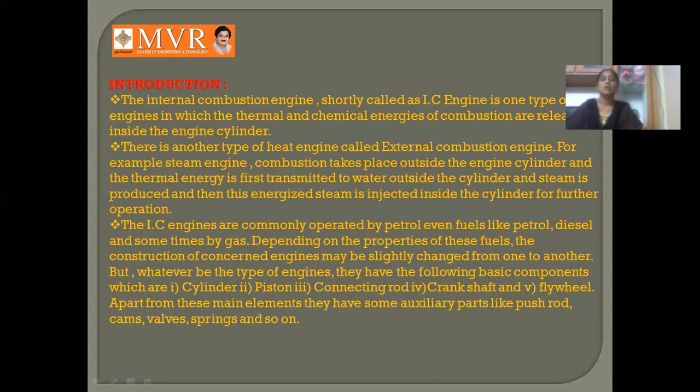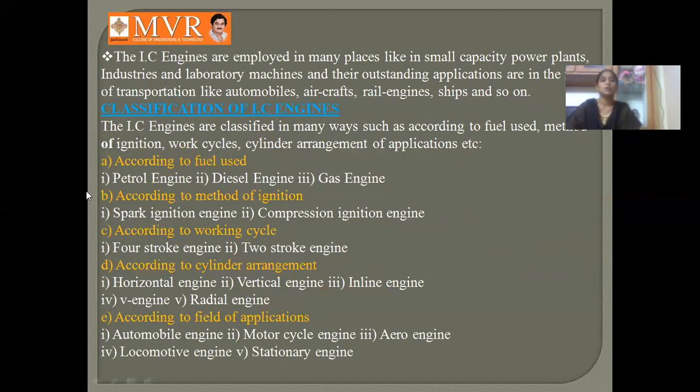Okay, the internal combustion engines are of two types. One is the petrol engine and another one is the diesel engine or gas engine also. And these are the basic components of any engine. What are the basic components? Cylinder, piston, connecting rod, crankshaft, and flywheel. These are the main components of the internal combustion engines.